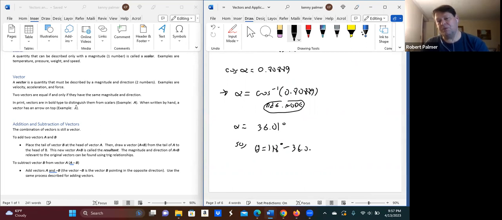Minus 36.01, and I'll just use my calculator for that. And that's approximately, so theta is approximately 81.99 degrees. So approximately 82 degrees. Okay.